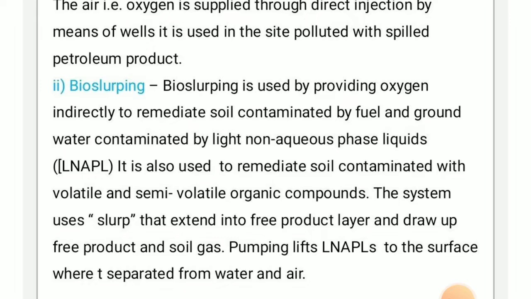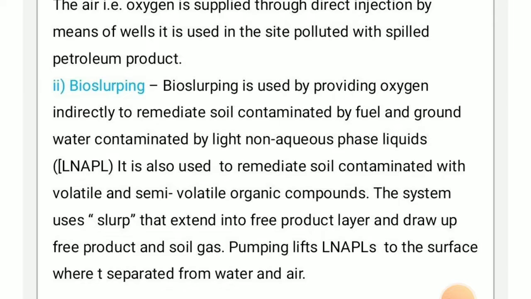Second is bioslurping. Bioslurping is used by providing oxygen indirectly to remediate soil contaminated by fuel and groundwater contaminated by light non-aqueous phase liquid, that is LNAPL. It is also used to remediate soil contaminated with volatile and semi-volatile organic compounds. The volatile compounds can directly evaporate, or the semi-volatile components can be semi-evaporated, and they can be removed by the help of microbial activity.